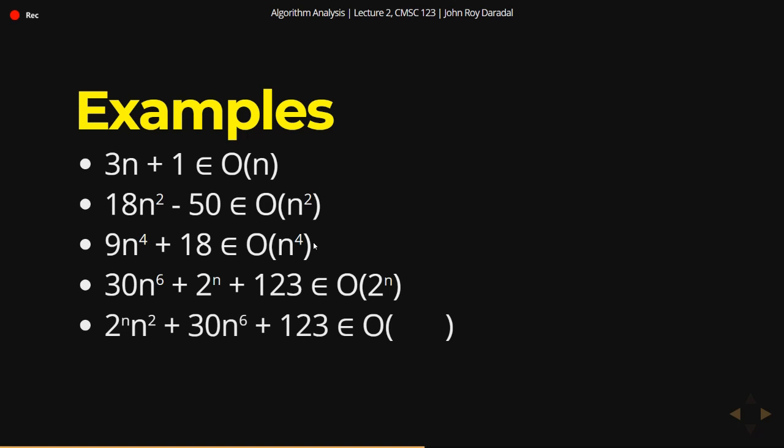How about this one? 2n squared plus 30n raised to 6 plus 123. This will be O of, well, it's not only 2n, but it's actually 2n squared. Because this one is different from just plain 2 raised to n. So it's 2n squared.